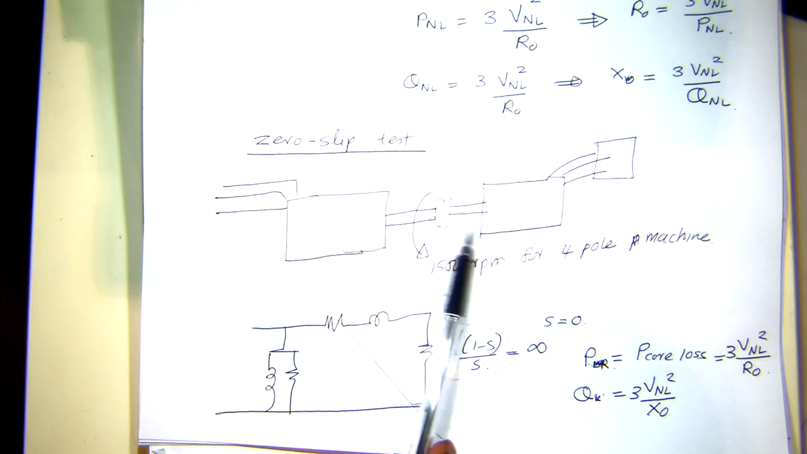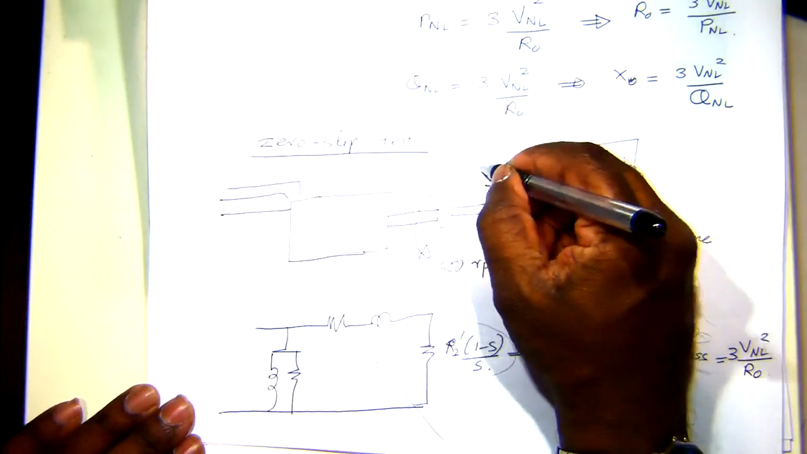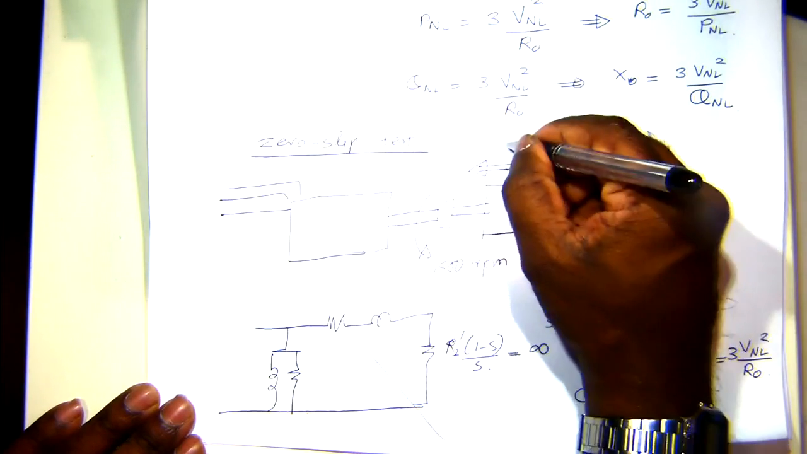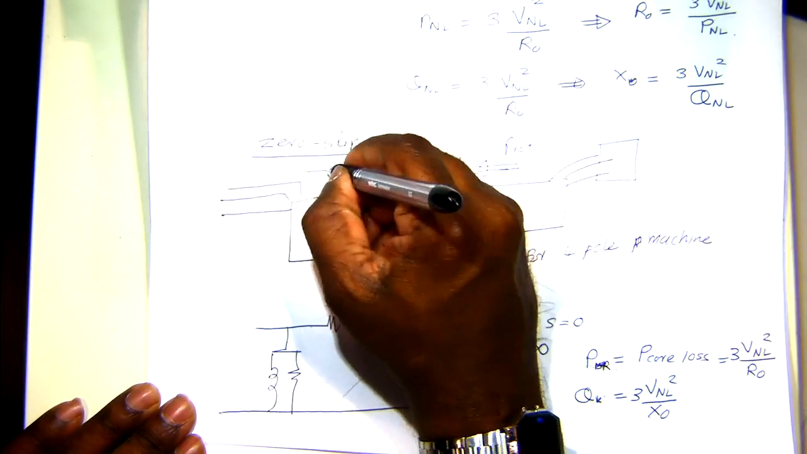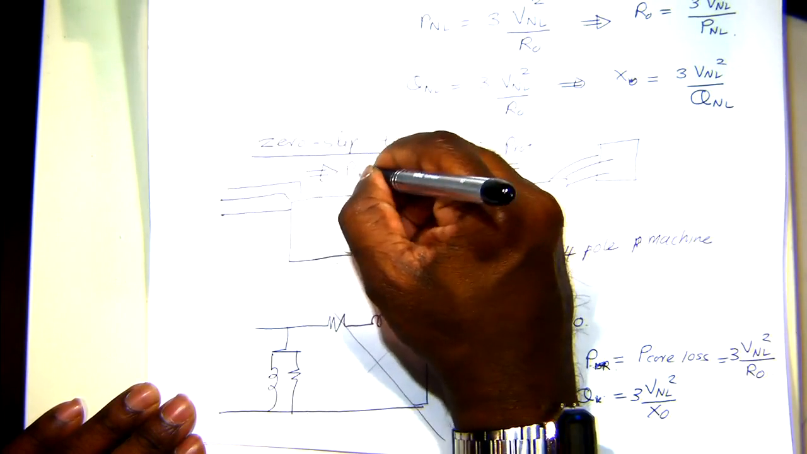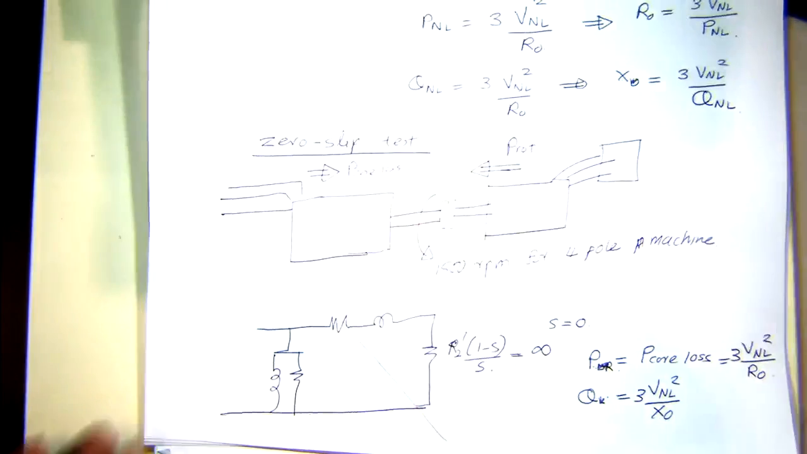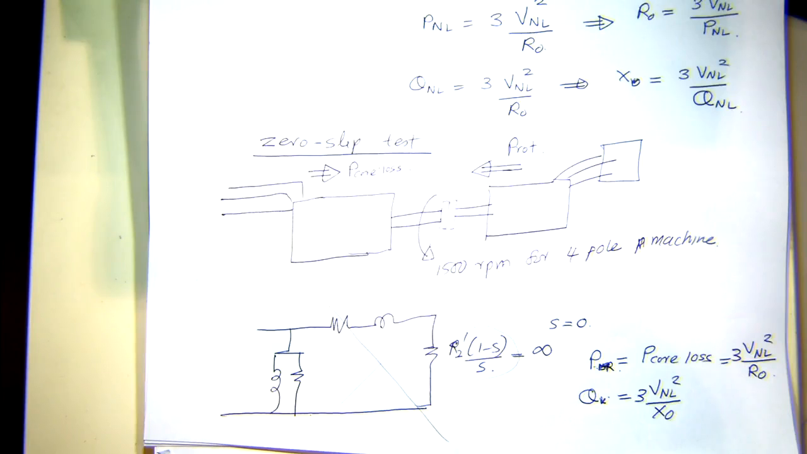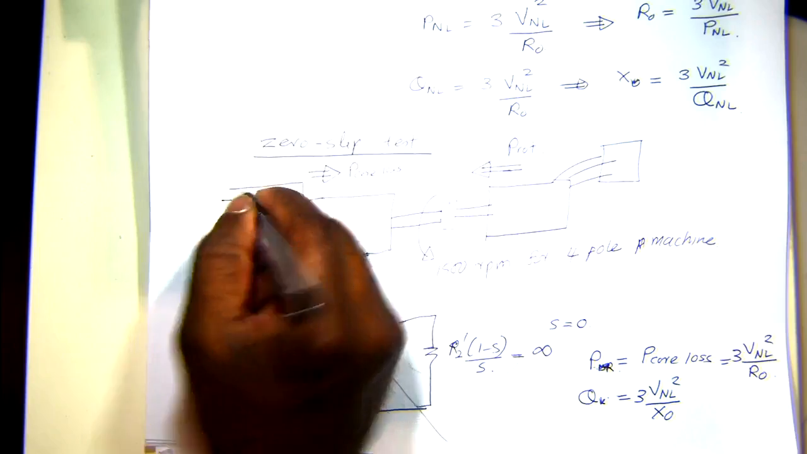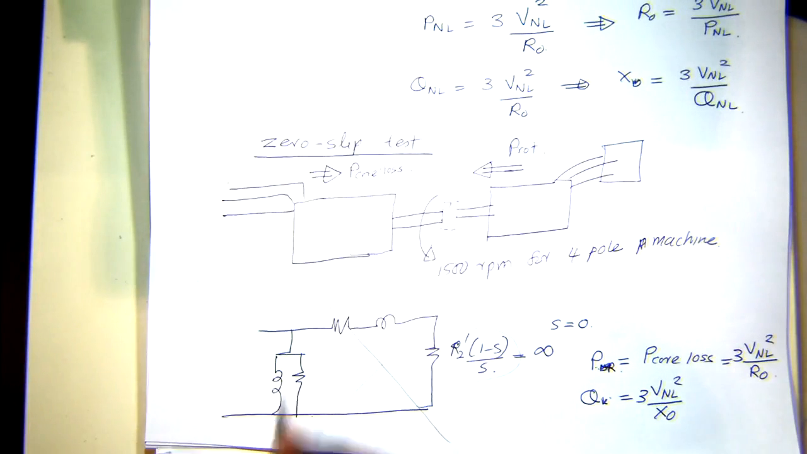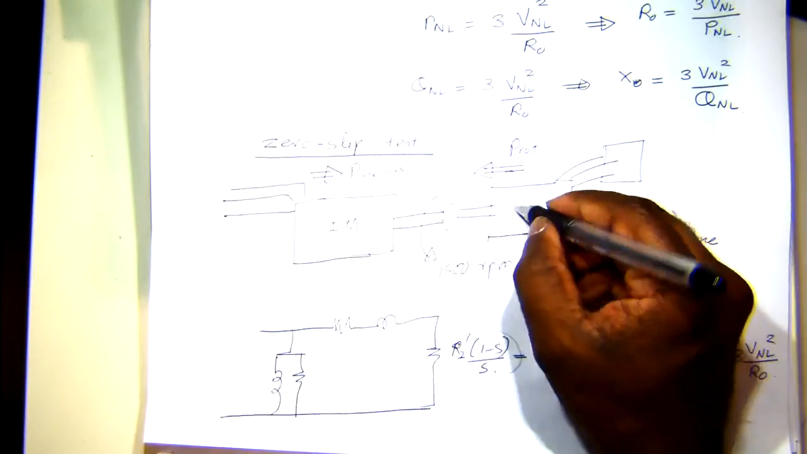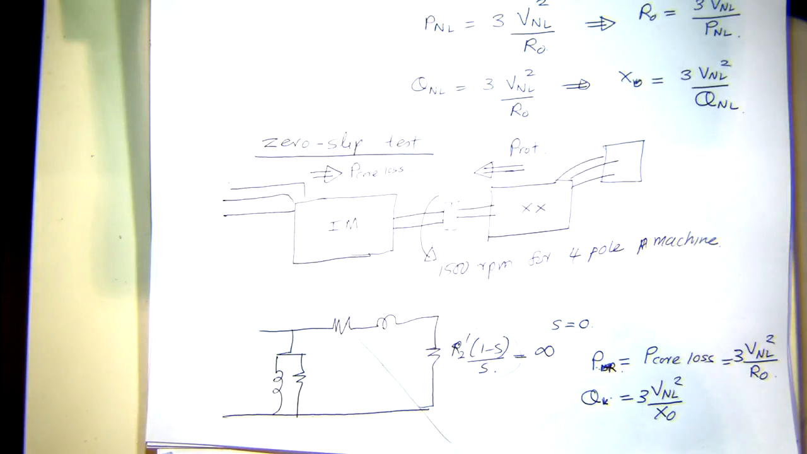So in this test, you can see that this is feeding in a certain amount of power. The other machine is compensating the rotational losses by driving it at the synchronous speed. So effectively, the other machine is feeding in P rotational losses, and this machine is feeding in the core losses. And we are measuring the power and reactive power from the induction machine side. This is the induction machine, and this is some other machine which drives it at synchronous speed.